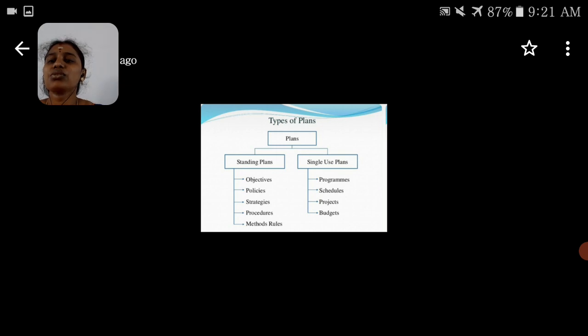Plans are classified into two types: standing plans and single use plans. Standing plans can be divided into objectives, policies, strategies, procedures, methods, rules. Single use plans can be divided into programs, schedules, projects, budgets.